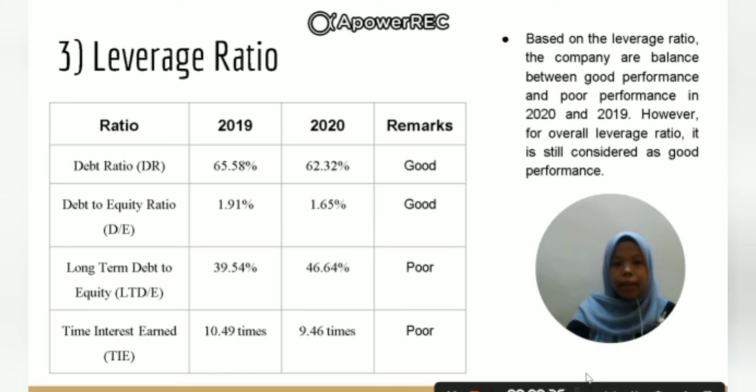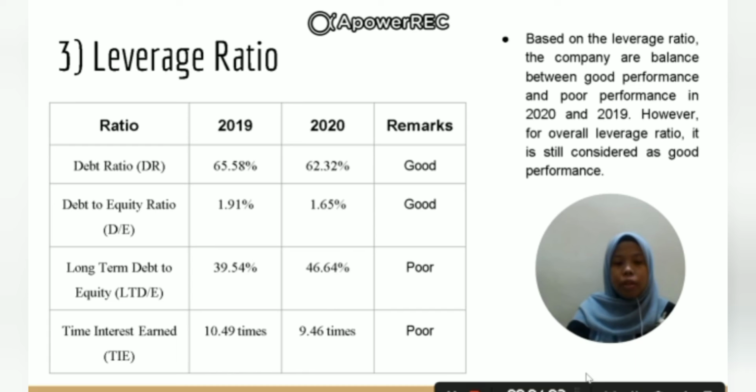Lastly, time interest earned is equal to EBIT divided by interest expenses. Time interest earned shows the ability of the company to service debt payments. Higher ratio is more favorable. In 2020, the company shows a poor performance compared to 2019. Thus, the company is not able to service its debt obligation.